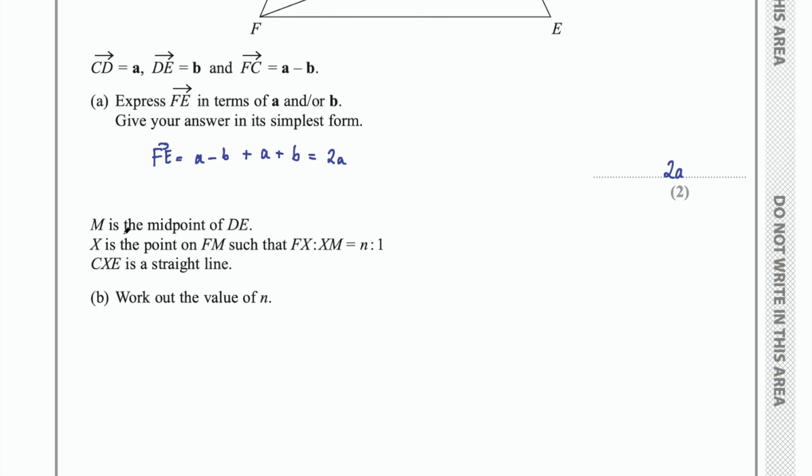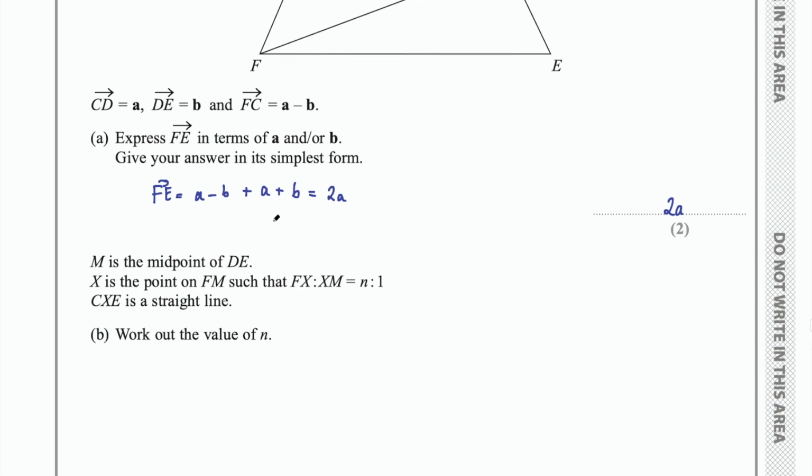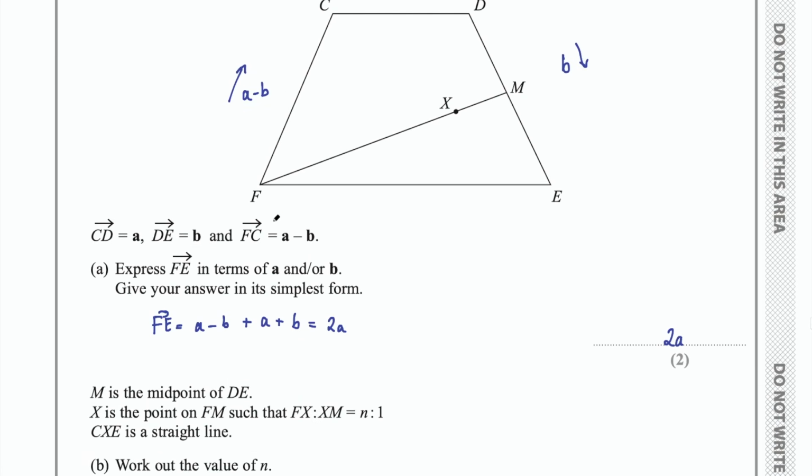So anyways, M is the midpoint of DE. So let's go up to the diagram and mark some of this information in. If M is the midpoint, that means DM is half b and ME is half b. So M to E is half b. And this line, FXM, is split up into the ratio n to 1. And CXE is a straight line. So let's go ahead and draw that in as well.